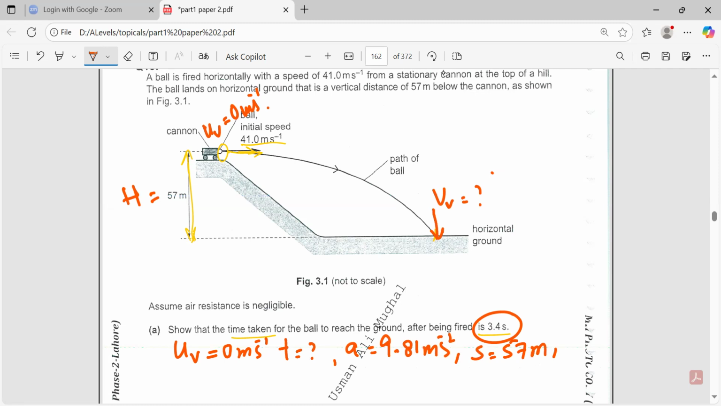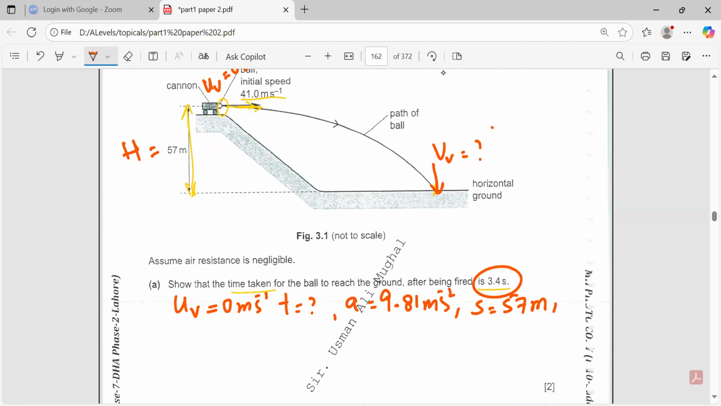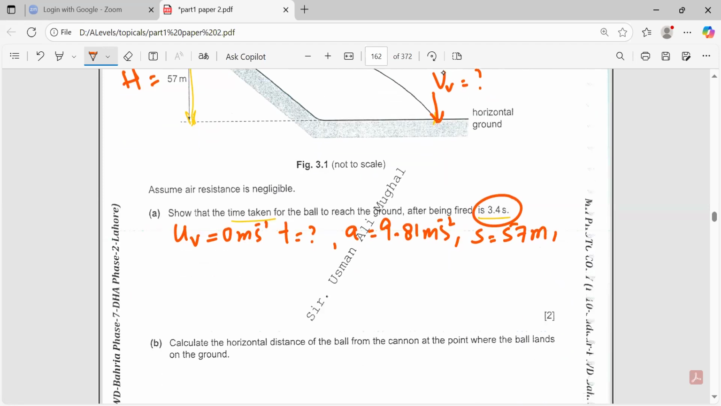Vertical displacement then 9.81. Time is t, and u is 0 meter per second. So which equation of motion will we use to find the time? For finding the time, we can use the equation s is equal to ut plus half at square.